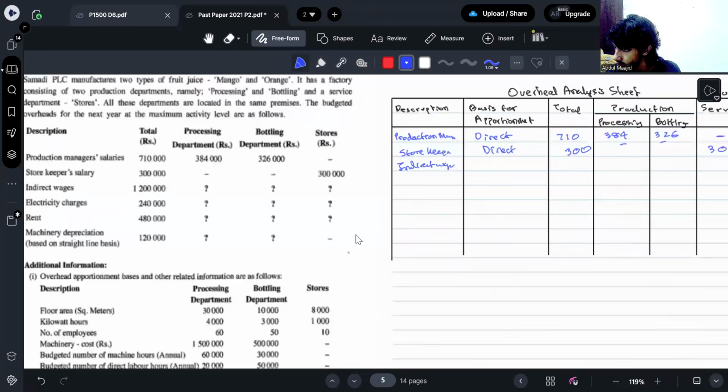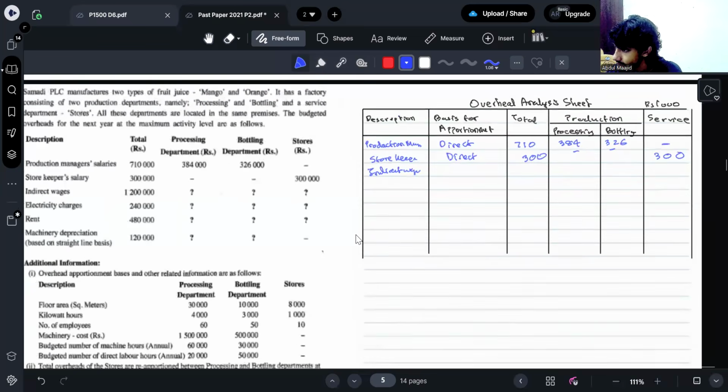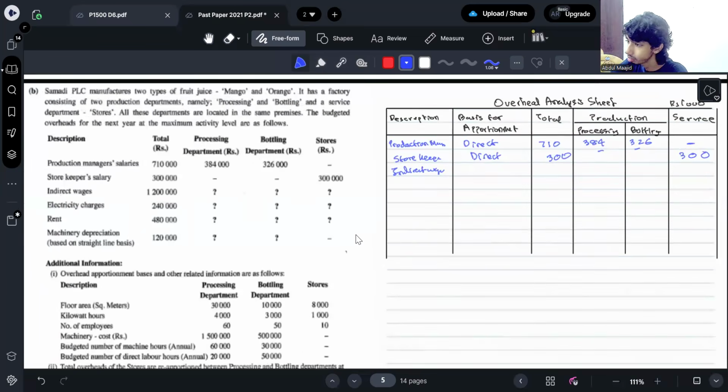Okay. Indirect wages. My handwriting is not very clear. Indirect wage 1,200,000. You have to divide it based on the number of employees. The ratio would be 6:5:1. So 600 for processing, 500 for bottling, and 100 for service.